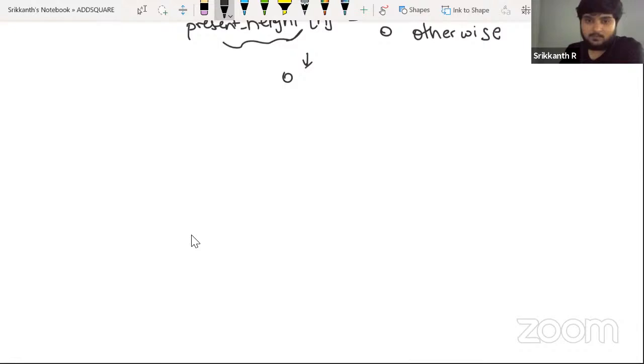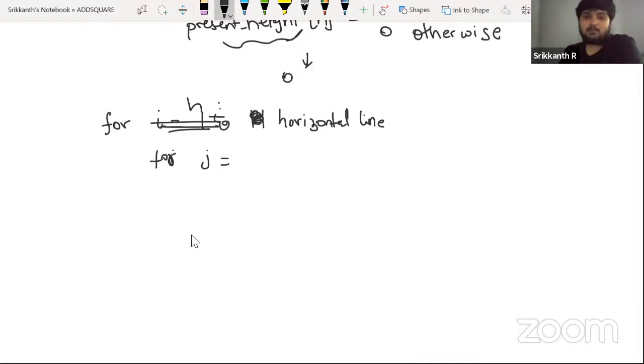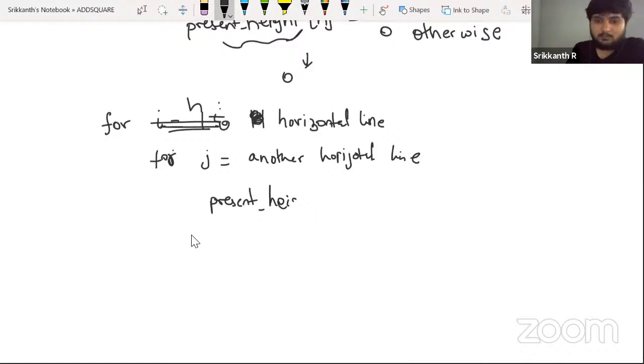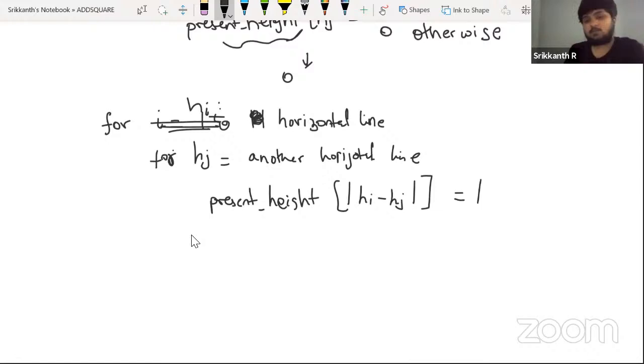And we can update it like so: for i equal to 1 to the number of horizontal lines, for j, for every pair, so another horizontal line, present height of Hi minus Hj equal to 1. So we can set this to be 1 for every pair of lines that we have, and since there were N horizontal lines, this takes complexity N squared.